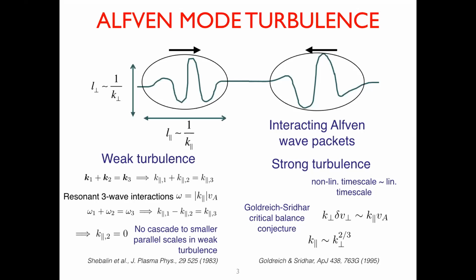If you go to strong turbulence, then you reach a stage called the critical balance conjecture, made by Goldreich and Sridhar. This states that there is a balance between the nonlinear time scale and the linear time scale. It is not difficult to show that it satisfies the relation shown at the bottom right: k parallel should go as k perp raised to 2/3. This is the Goldreich-Sridhar conjecture.